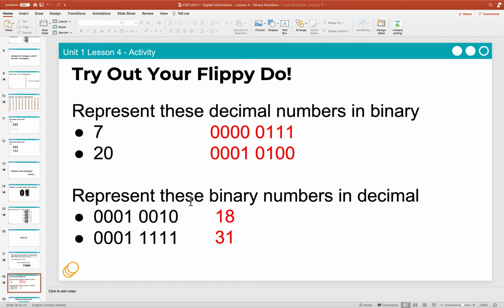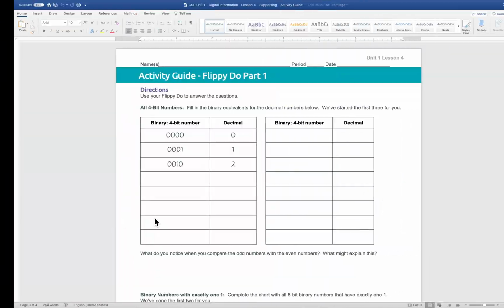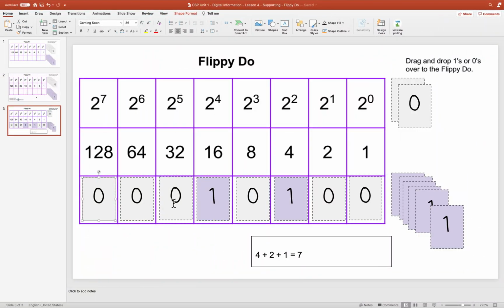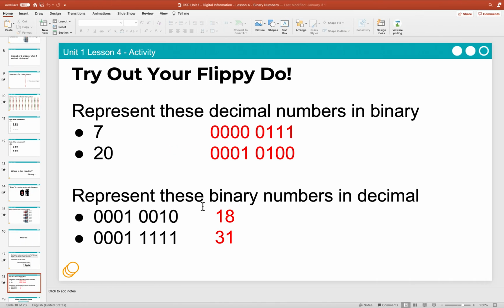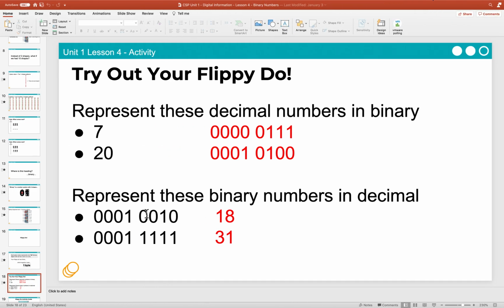So represent these binary numbers in decimal. 0, 0, 0, 1, 0, 0, 1, 0. So 0, 0, 0, 1, and it was 0, 0, 1, 0. Let's swap these two around. 0, 0, 1, 0. Okay, so we've represented it.